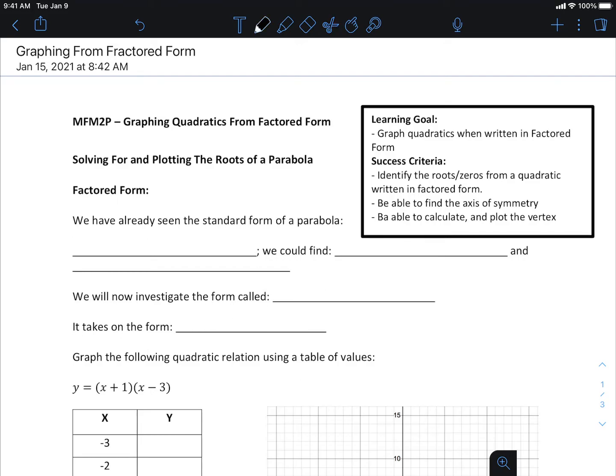So we've seen the standard form of a parabola, okay? We saw it look like this. That's the standard form. And then from that, we could find the y-intercept, which we found from looking at the c value. Whatever that number was, that was what we called our y-intercept. And then we also looked at the direction of opening, and that came from whether or not a was positive or negative.